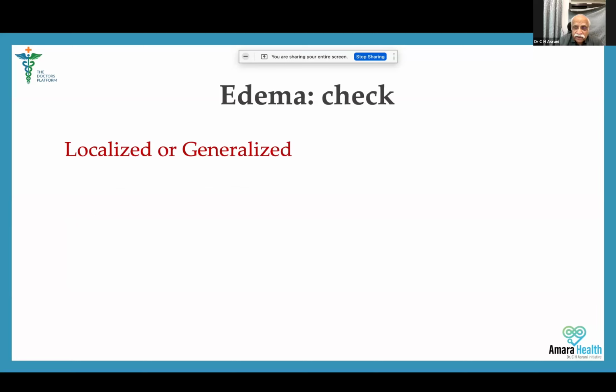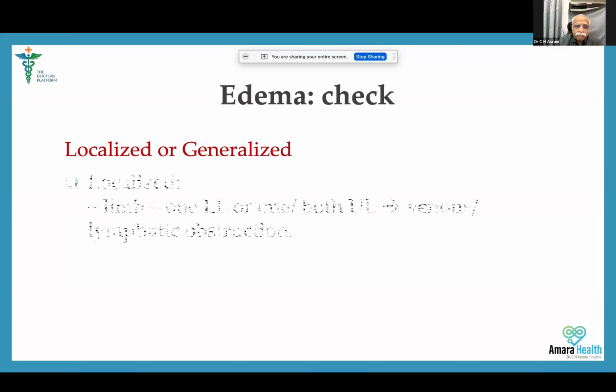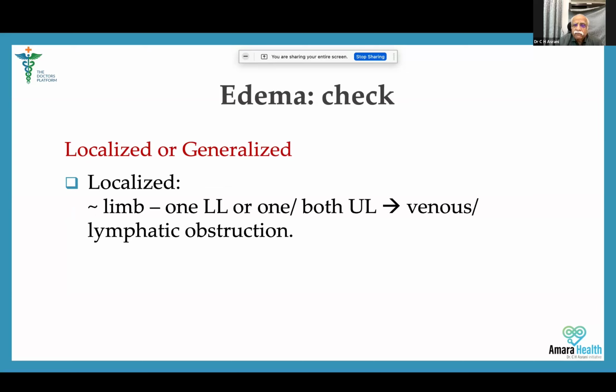Check whether localized or generalized. I told you first thing should be localized or generalized. Localized, limb, one lower limb or both, is likely to be venous lymphatic obstruction. So elderly patients, non-hypertensive, non-diabetic, blood pressure normal, no RALs, no signs of failure, liver fine, look for varicose veins.